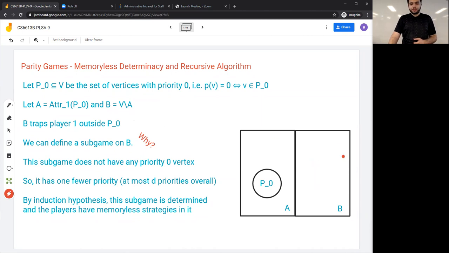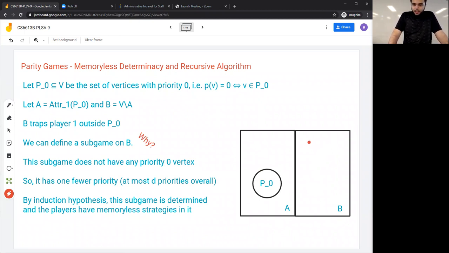And we have previously shown that B is actually a trap for player one. So player two can ensure that the game remains in B forever if you're in B. Okay, so we can define a subgame on B. Why? Because, well, we showed in the Büchi lecture that we can define subgames on traps and B is a trap. So we can definitely define a subgame on B. Now, what's nice about this subgame is that it doesn't have any priority zero vertex, because by definition, all the priority zero vertices were in P0, which is a subset of A, and B was the complement of A.